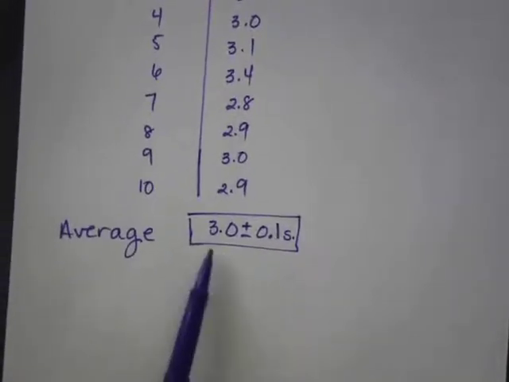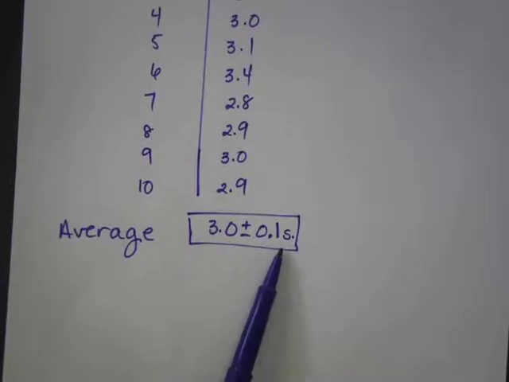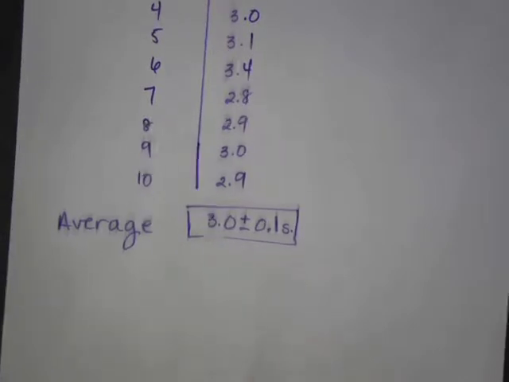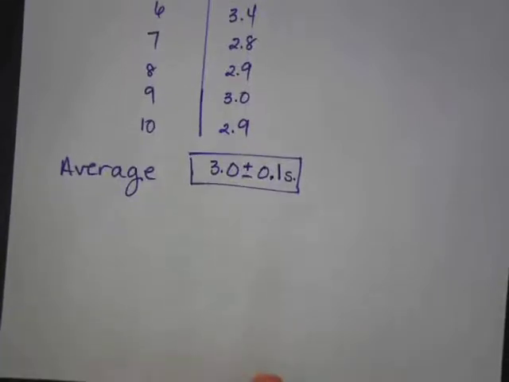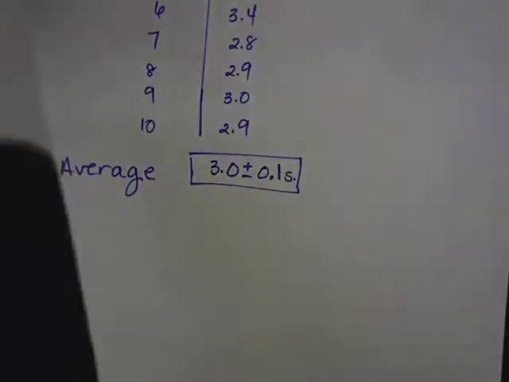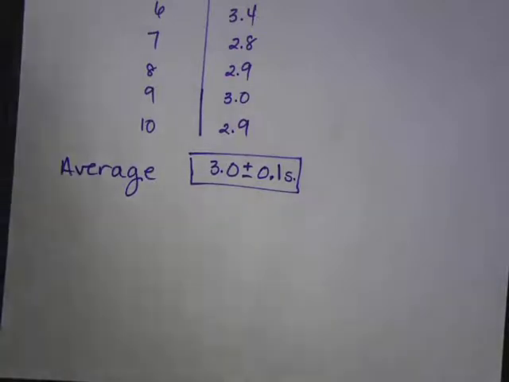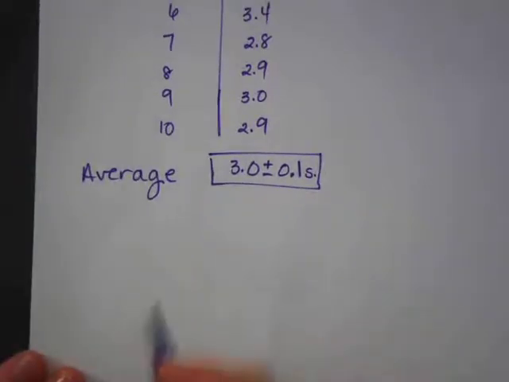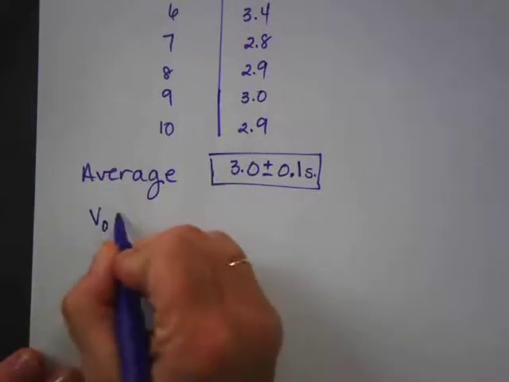Okay, so here's what we did. 3 seconds, plus or minus a tenth of a second. Lots of other experiments would probably have to be performed, but let's just analyze this. The next step was to calculate the launch speed of the rocket using that. So that was using the following equation.